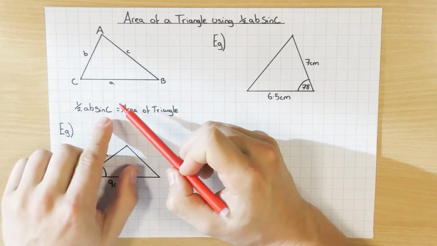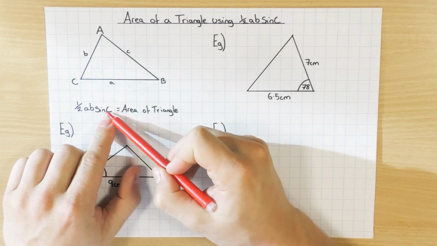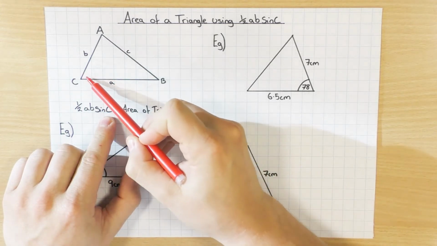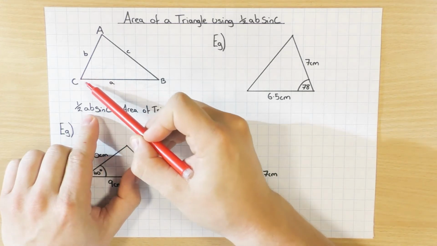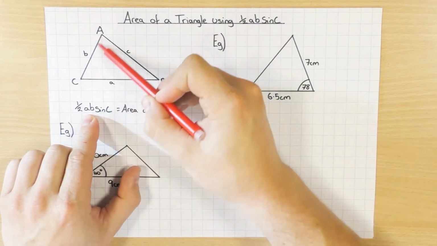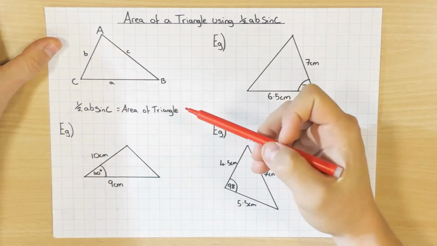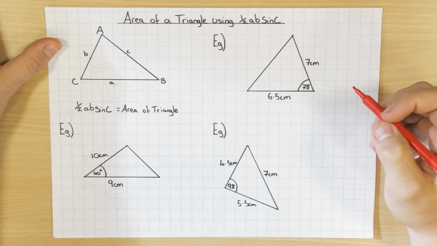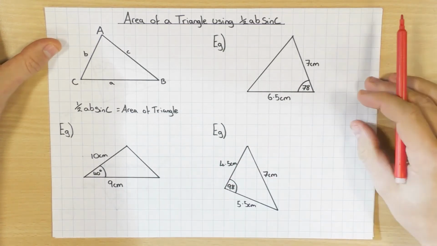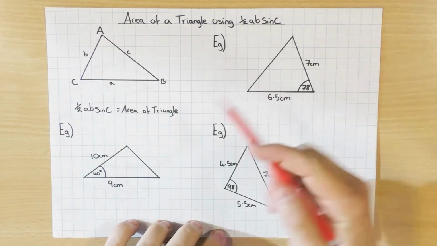Okay, so when I'm referring to ab sine C, this is what I mean. If I have angle C, capital C, I then want lengths a and b, so basically the lengths next to the angle, okay? And then all I need to do is substitute those into the formula, and that will tell me the area of the triangle. So I've got a few examples, so let's get going.